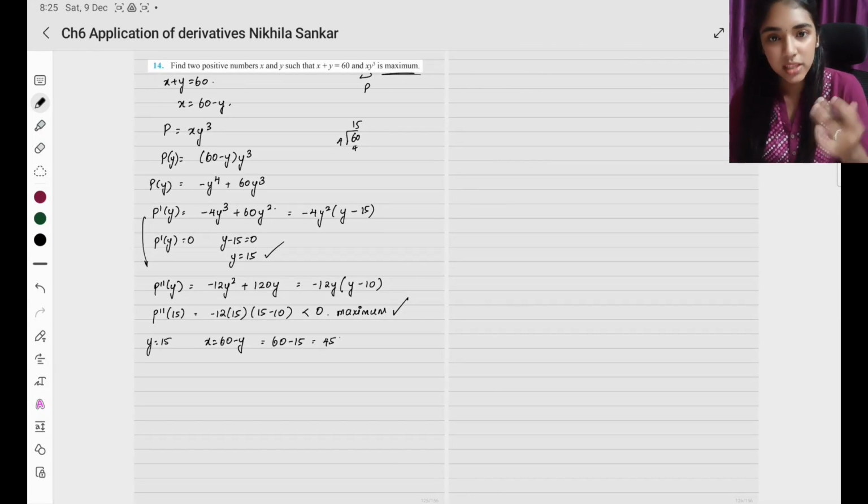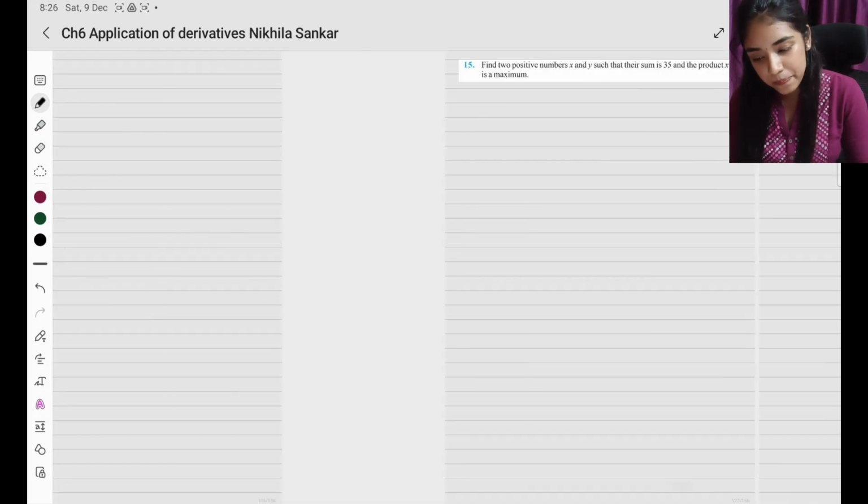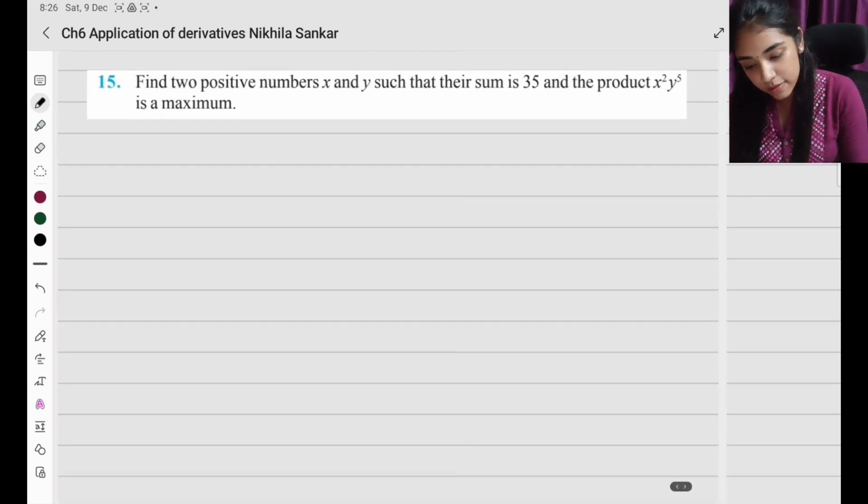எது maximum அதை differentiate பண்ணணும். எது minimum அதை differentiate பண்ணணும். Okay, அந்த equation எழுதிட்டு differentiate that. First find the first derivative, critical point, maximum minimum second derivative, find the solution. முடிஞ்சு போச்சு. Okay. Question number 15.